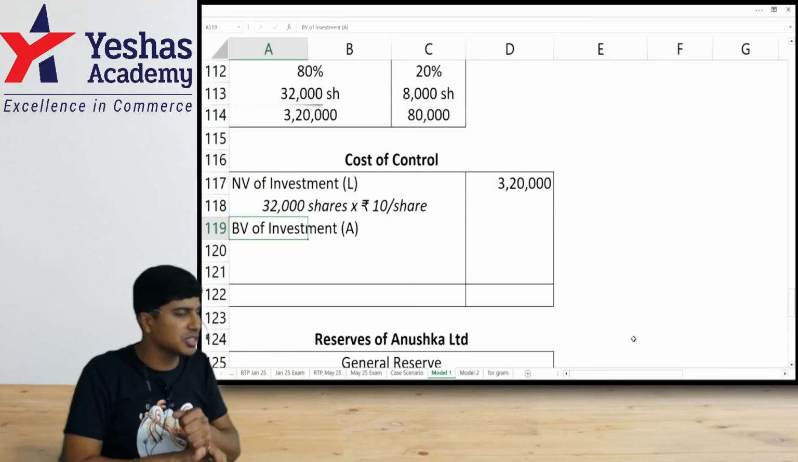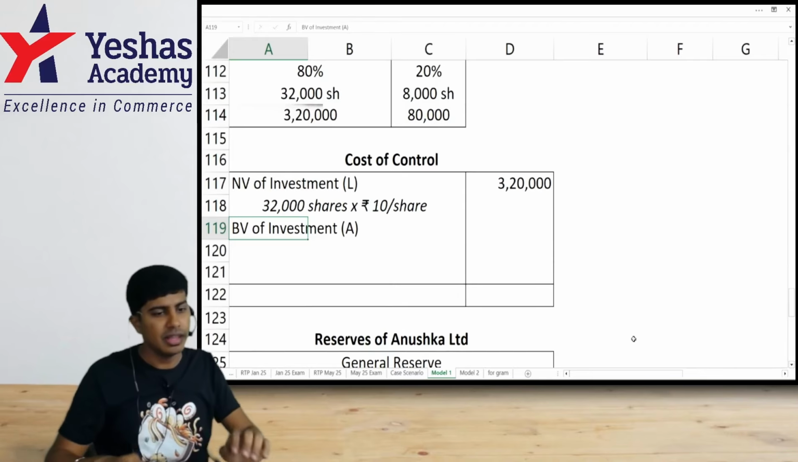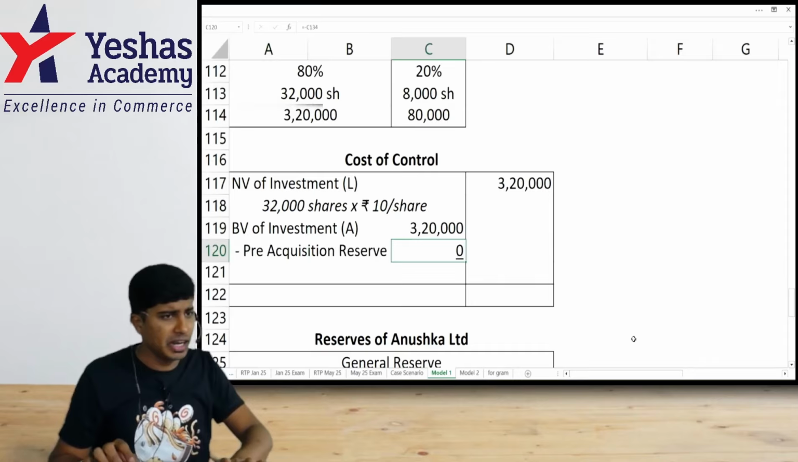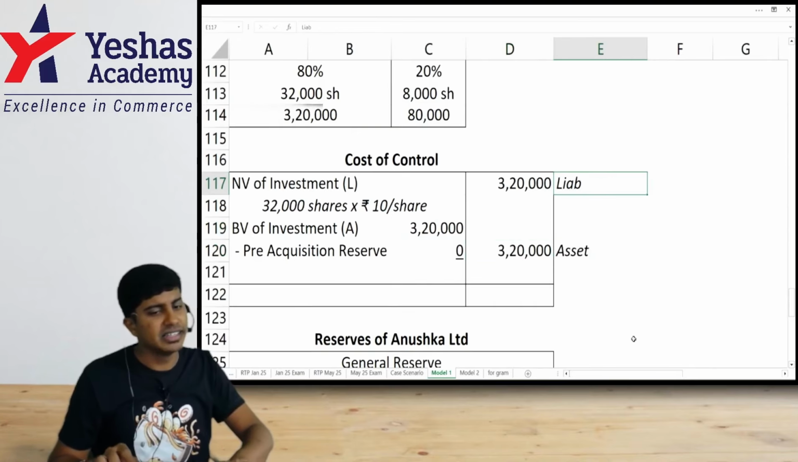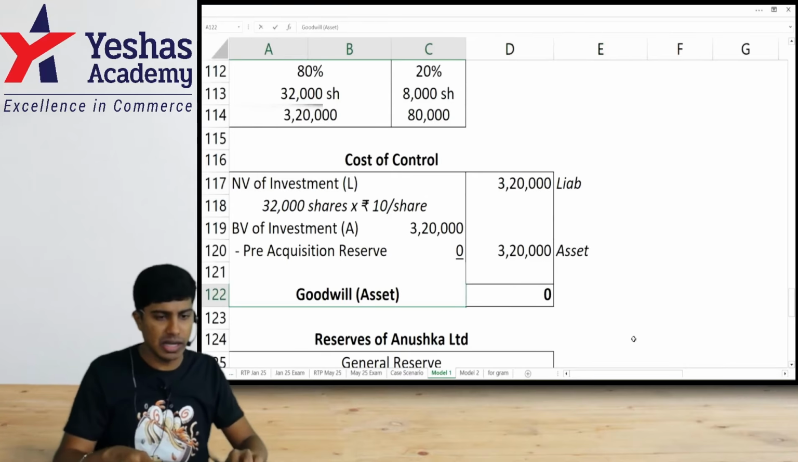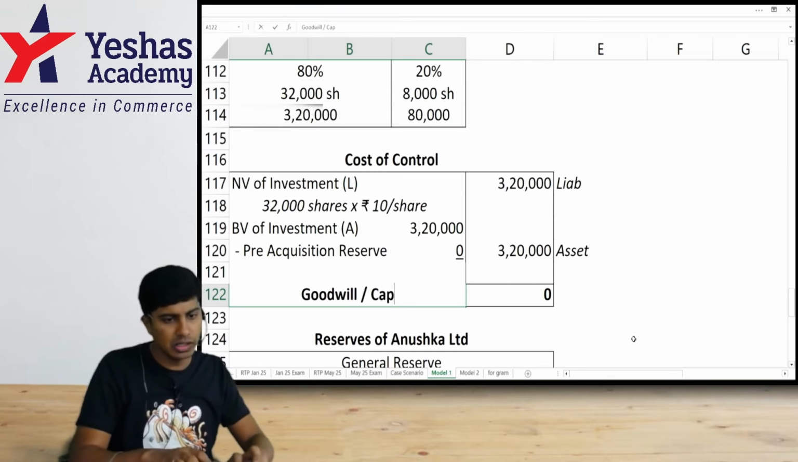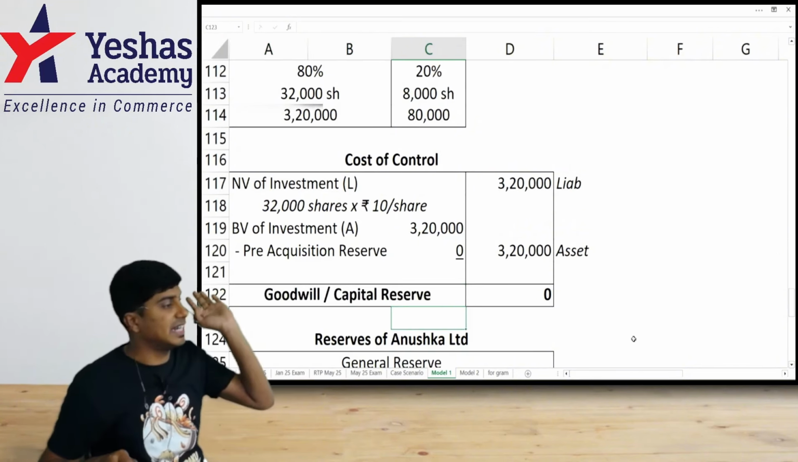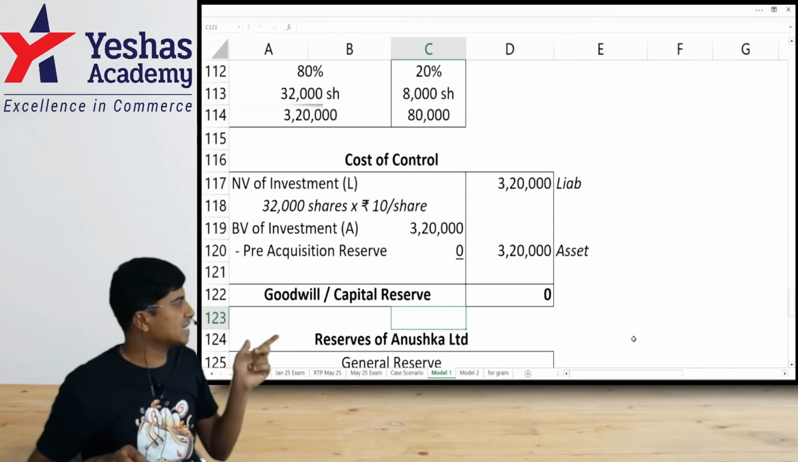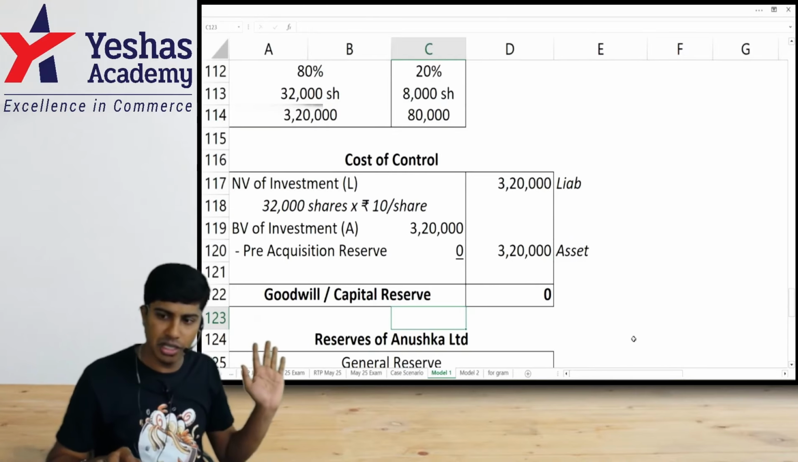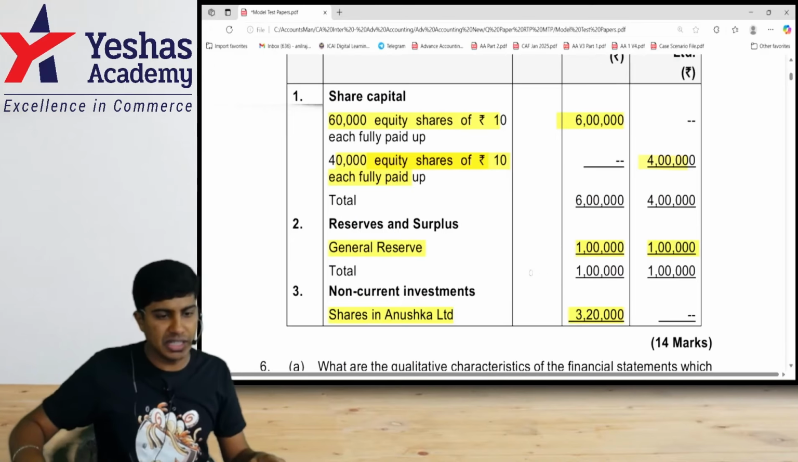But we don't have pre-acquisition reserves, we don't have pre-acquisition dividend. Then book value of investments is how much? 3 lakh 20. There is no pre-acquisition reserves. 3 lakh 20 is the asset. 3 lakh 20 is the liability. There is no goodwill or capital reserve. You can write goodwill, asset or capital reserve. There is no goodwill or capital reserve. If the arising item was goodwill, I would have written it as intangible asset in my balance sheet asset side. If it is capital reserve, I would have posted to reserves and surplus in notes to accounts, which will later go to balance sheet. Anyways, no problem here. What is next after this?